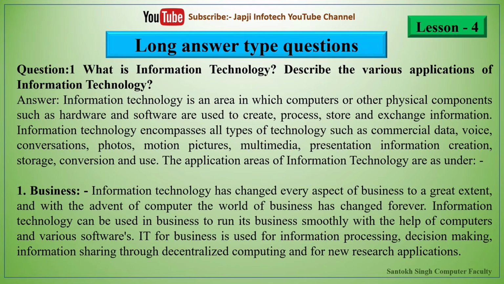The first one is business. Information technology has changed every aspect of business to a great extent, and with the advent of computer, the world of business has changed forever. Information technology can be used in business to run its business smoothly with the help of computer and various softwares. IT for business is used for information processing, decision making, information sharing through decentralized computing, and for new research application.